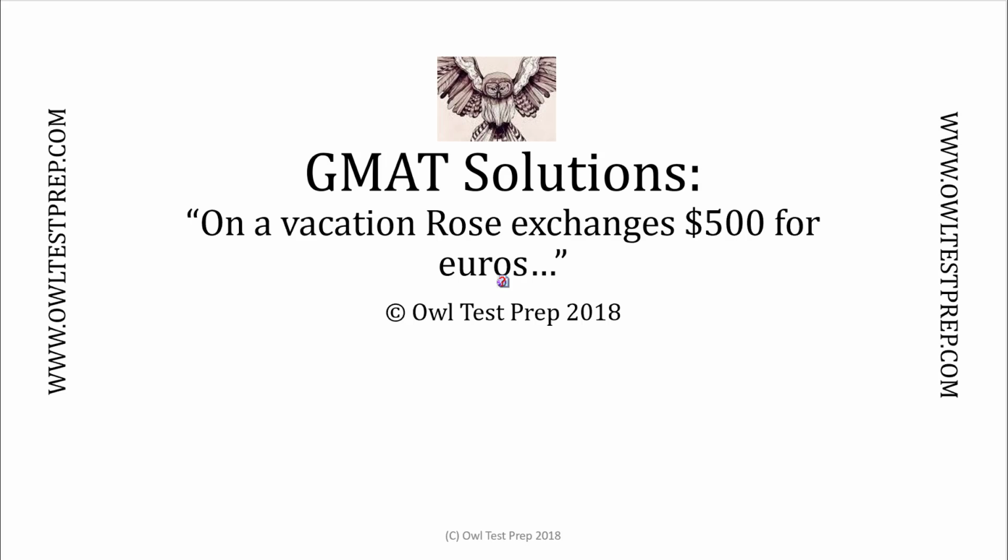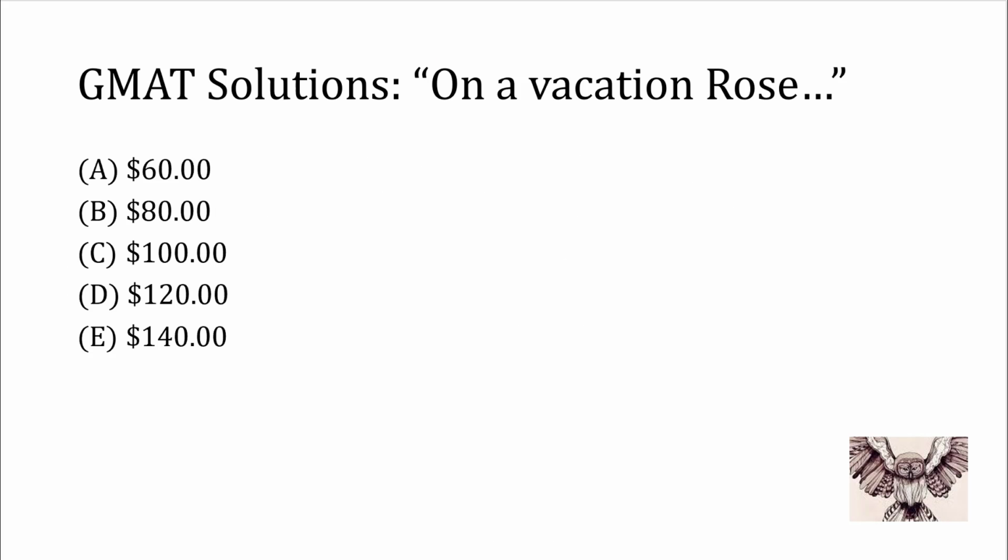On a vacation, Rose exchanges $500 for euros. So she gives $500 for euros at an exchange rate of 0.8 euro per dollar. And then she spent 3/4. And then she exchanged the remaining euros for dollars at an exchange rate of $1.20 per euro.